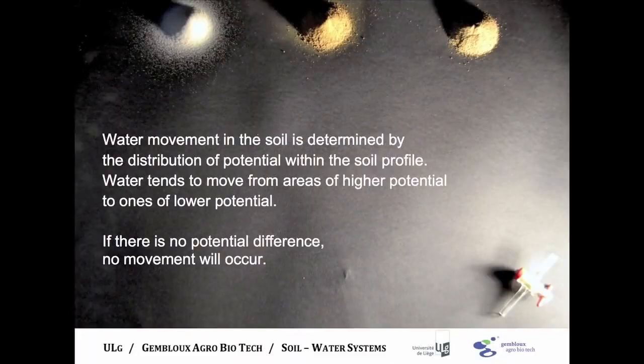Water movement in the soil is determined by the distribution of potential within the soil profile. Water tends to move from areas of higher potential to ones of lower potential. If there is no potential difference, no movement will occur.